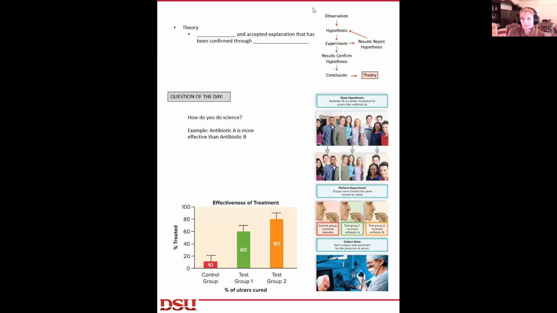Last page here, let's talk about a definition for a theory. All right, a theory is, here we go, a well-defined and accepted explanation that has been confirmed through repeated experiments.